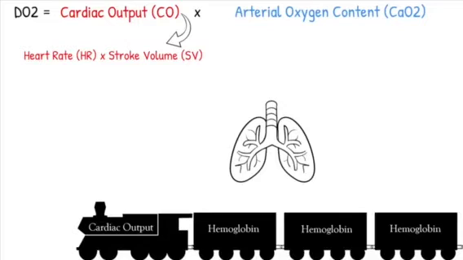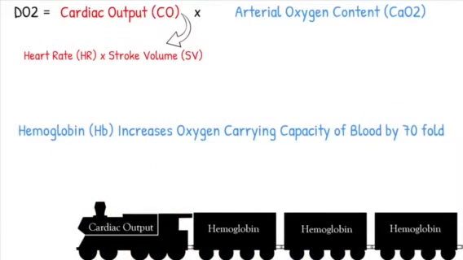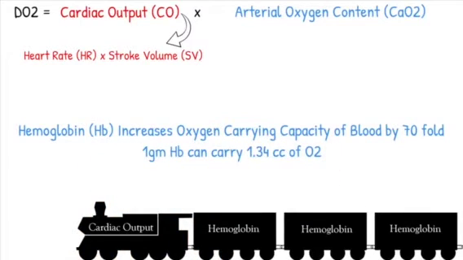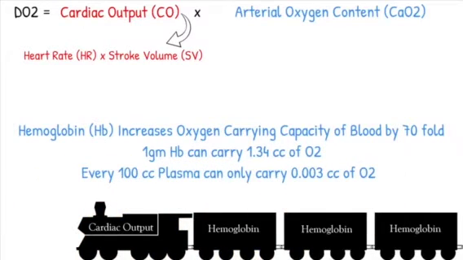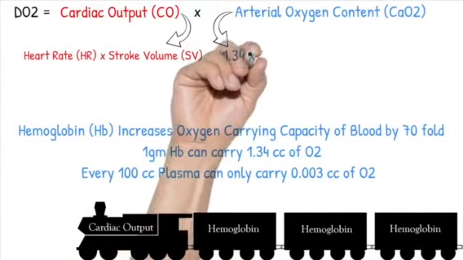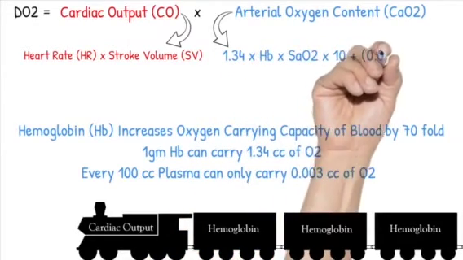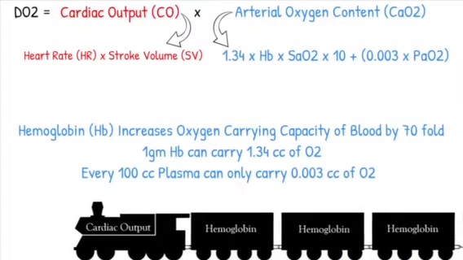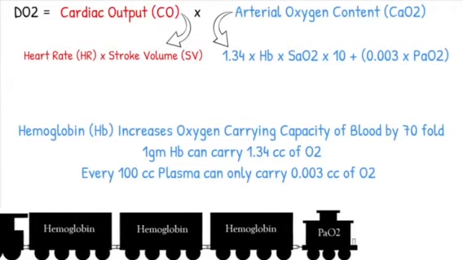The hemoglobin becomes saturated. Hemoglobin is super cool because it increases the oxygen carrying capacity of the blood by 70-fold. Each gram of hemoglobin can carry 1.34 cc's of oxygen. Conversely, every 100 cc's of blood plasma can only carry 0.003 cc's of oxygen. Therefore, the arterial oxygen content is equal to 1.34 times hemoglobin times oxygen saturation of hemoglobin, SaO2, times a conversion factor plus 0.003 times the partial pressure of arterial oxygen, PaO2.